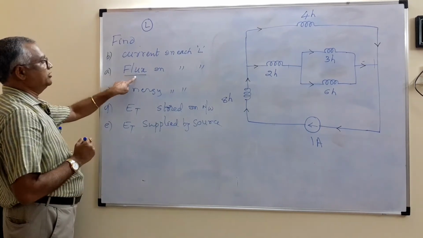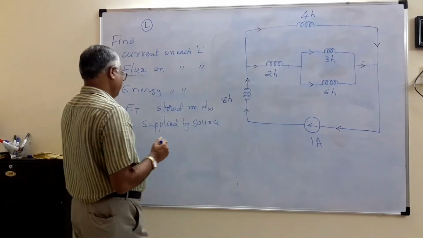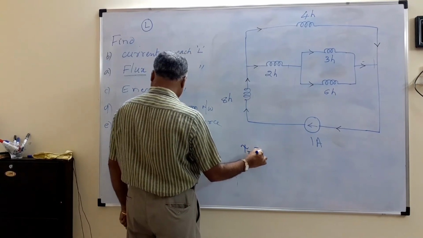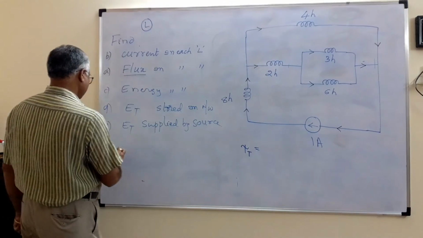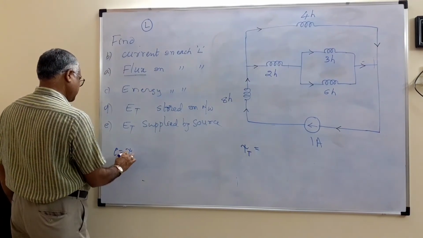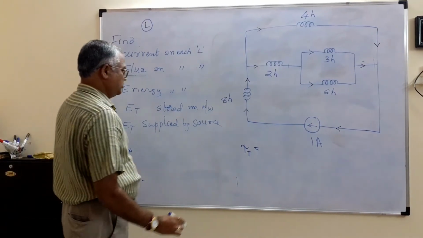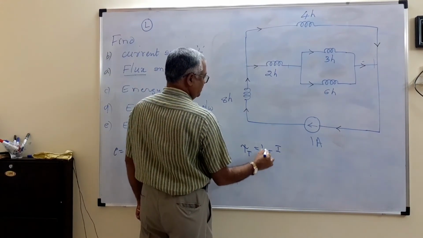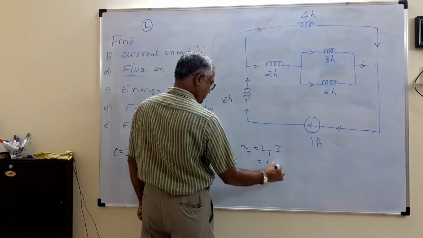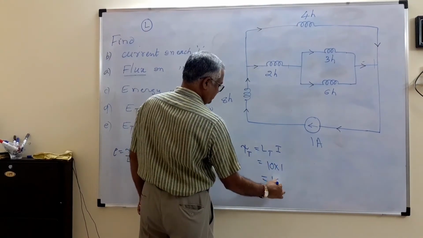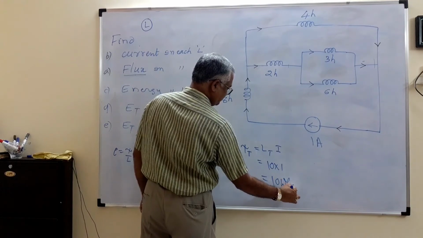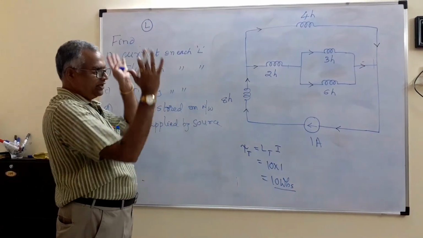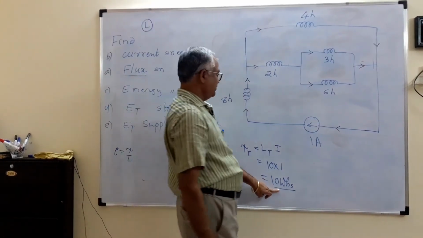So let us concentrate on flux. To find flux, first find total flux. What is total? This formula always remember, I is equal to psi by L. So what is the total flux formula? L into I. L equivalent to 10 henries, 1 ampere. So you get 10 Webers. Total flux in the entire network is 10 Webers.